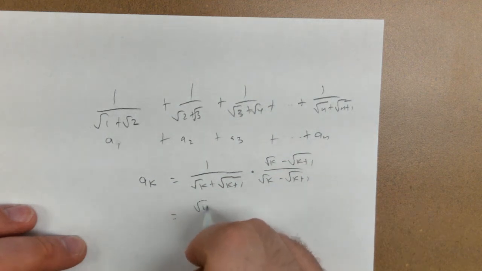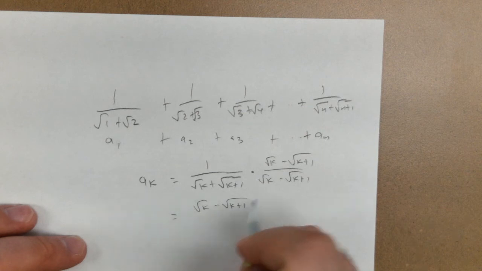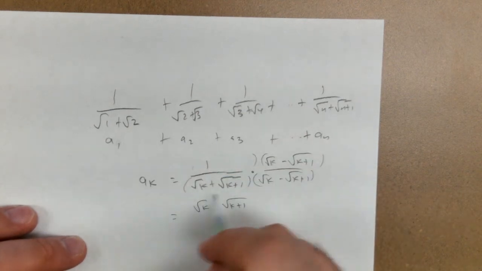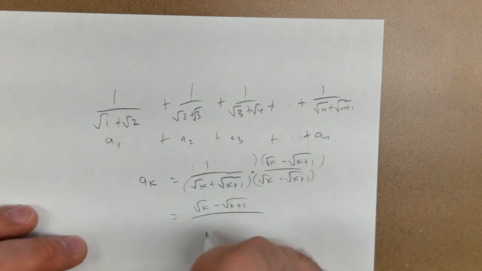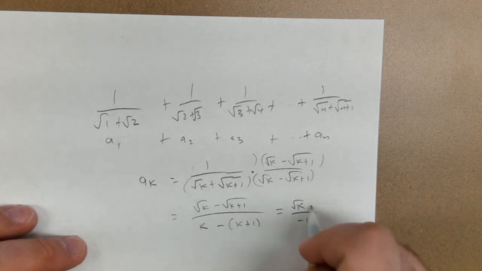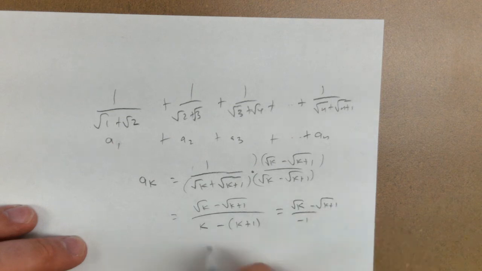So I have k minus k plus 1 up top. That part's easy peasy. The bottom requires some foiling. And remember, anytime you do this, the middle terms cancel. So I'm going to skip that. I'm going to get k minus the quantity k plus 1. The bottom becomes minus 1. And so I guess I should just flip these around to get rid of that.